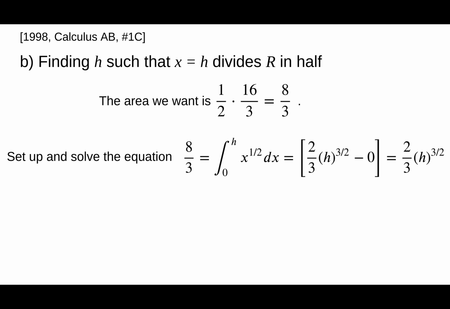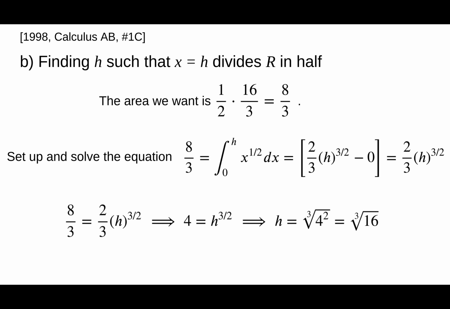8/3 is the integral from 0 to h of x to the 1/2 dx. Again, it's a definite integral. We can find the antiderivative here. That's 2/3 of h to the 3/2. We would need that to be evaluated at 0 and h. At 0, it's pretty obvious what that would be. The antiderivative value at 0 is 0, so we plug in the h, and we get 8/3 would have to equal 2/3 of h to the 3/2.